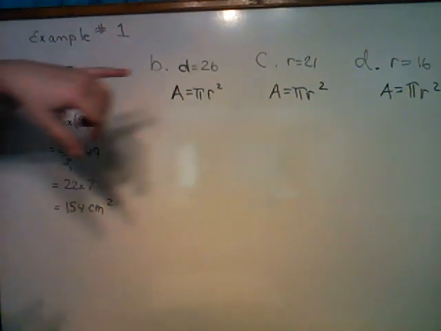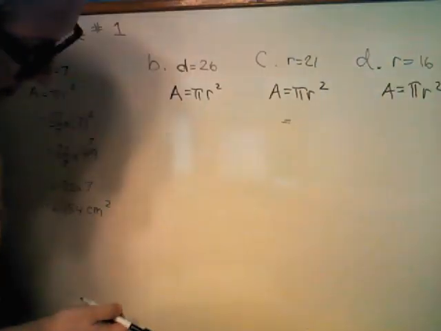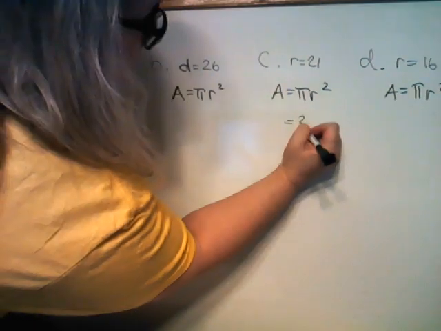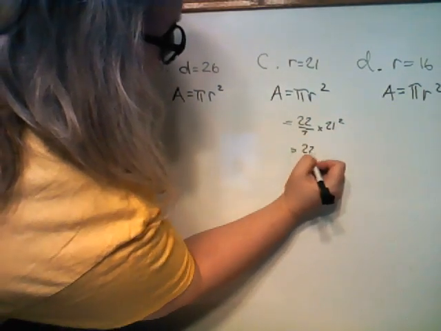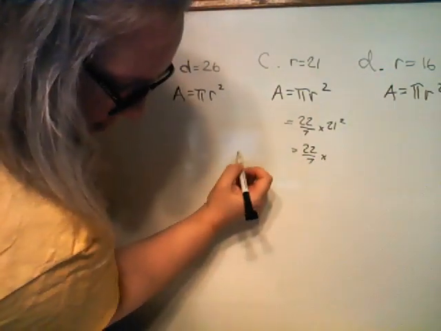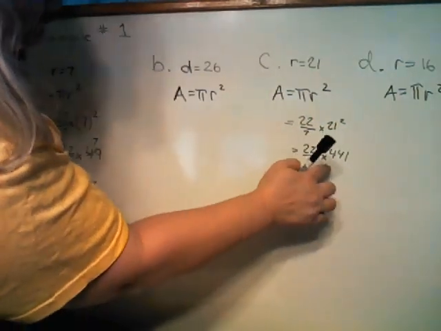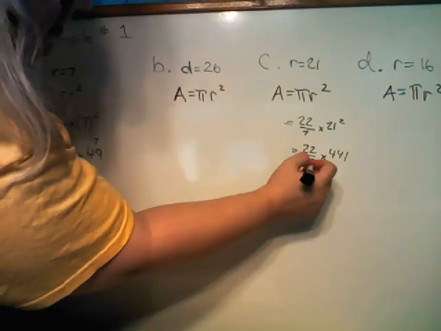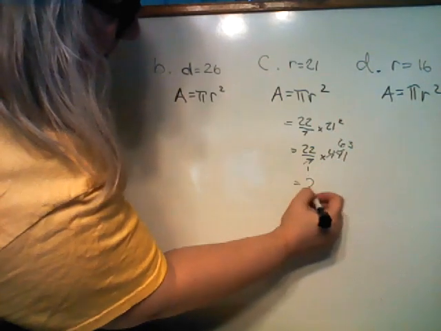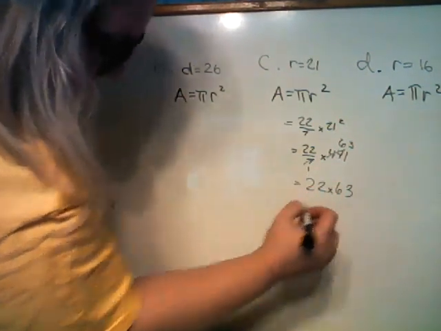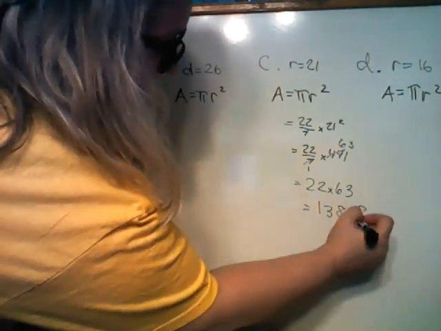I think since we did A, I'm going to jump over to C because C is also a radius. So again, same thing, they want you to do 22/7 times 21 squared. So 22/7 times the quantity 441. And again, this is a nice way to multiply by 441 because it's got a denominator of 7. 7 goes in there once. 7 goes in there 63 times. So you're left to do 22 times 63. And the product of those two is 1,386 feet squared.